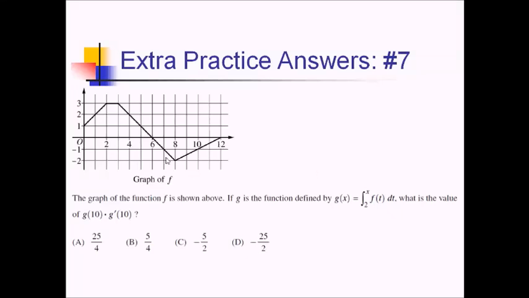For this problem, we're given this f graph and this g function that's the integral from 2 to x of the f graph. Based on that, we want the value of g of 10 times g prime of 10. So this is 2 different things that we need to find and then multiply together at the end. So let's start with g of 10. That's the integral from 2 to 10 of f of t dt. So that's essentially the area under the curve between x equals 2 and x equals 10.